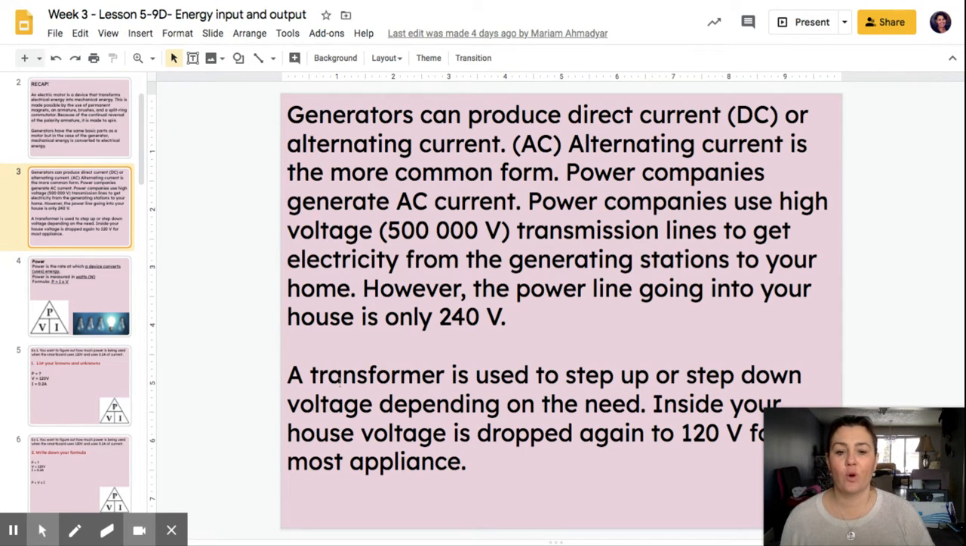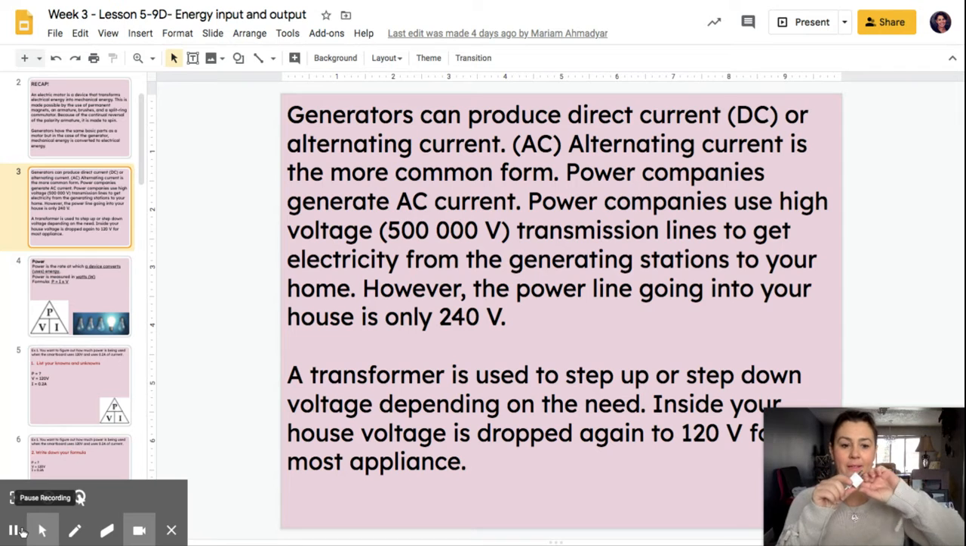Now, what's a transformer? A transformer is this thing that can step up or step down voltage, depending on what we need it to do. So inside your house, voltage is dropped again to 120 volts for most appliances. Let me go get a very common transformer that you probably own. How many of you have something like this at home? So this is what I use to charge my cell phone. This little cube right here is a transformer.